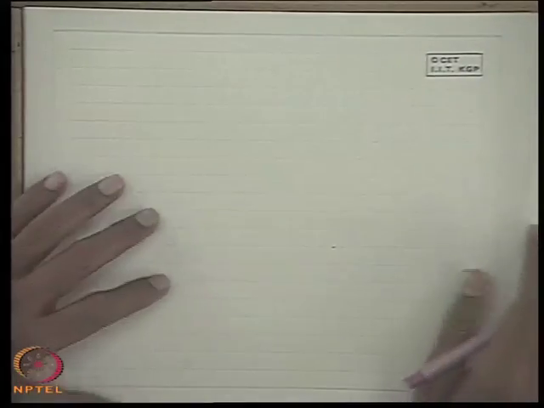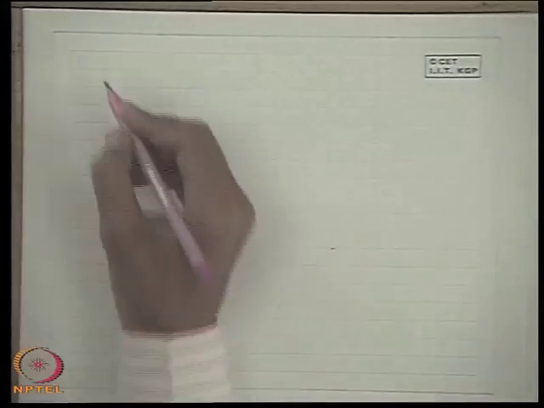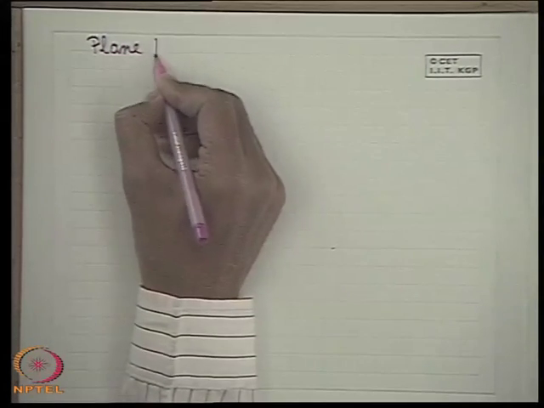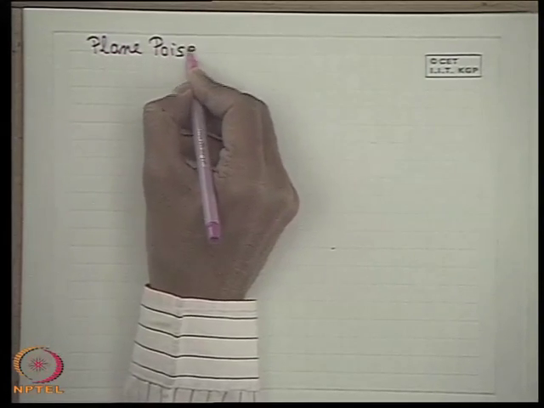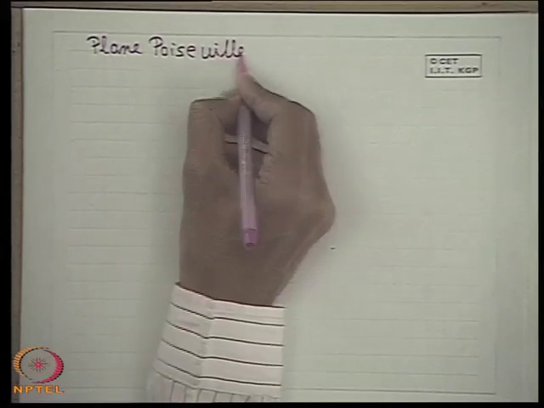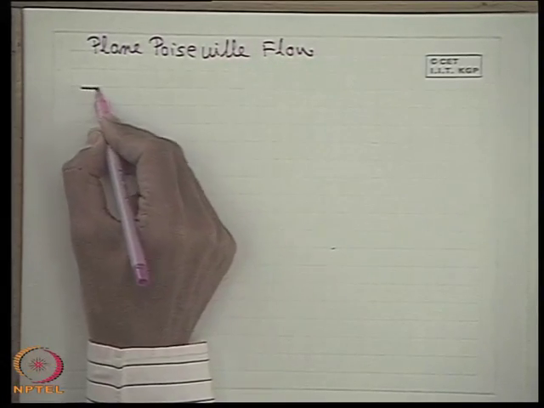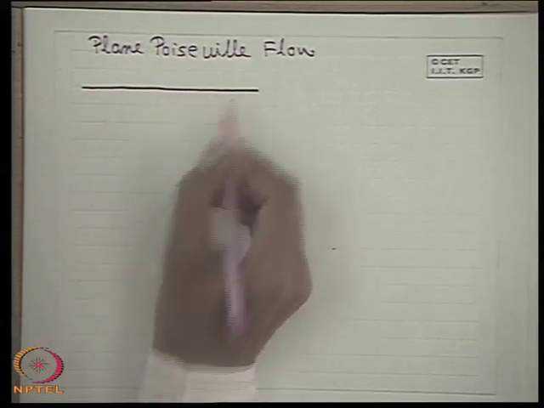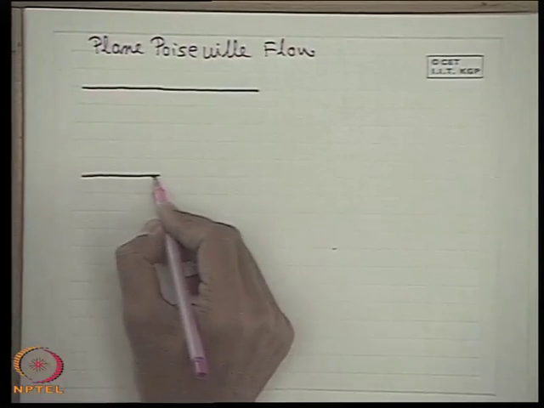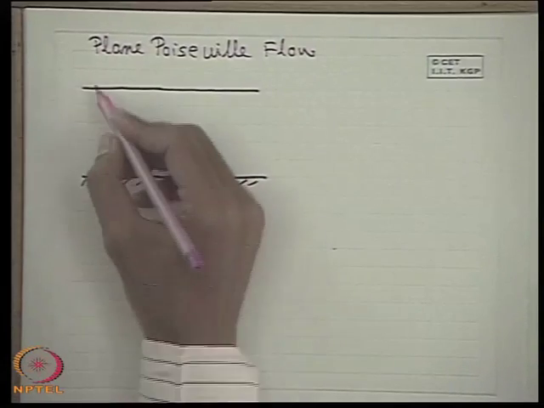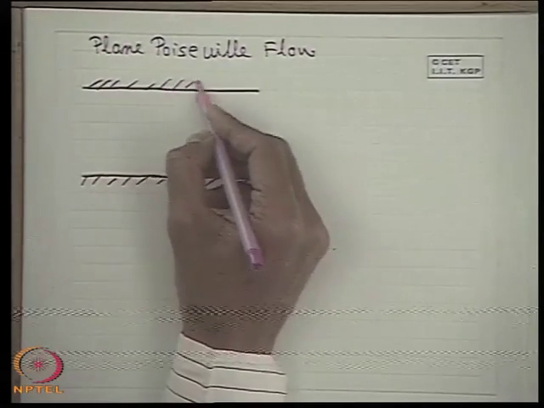Well, now I will solve another class of parallel flow problem, which is plane Poiseuille flow. Now, how do you define it? Plane Poiseuille flow is the flow between two plates, but both the plates are fixed, two fixed plates. In the earlier case, one plate was moving with respect to the other.